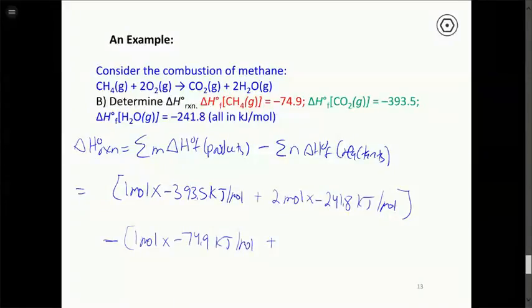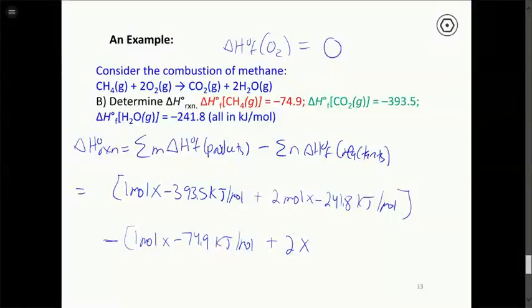And then we have to add, we have 2 O2s. And what's the delta H of formation for O2? 0. Remember, O2 is an element in its standard state. So the delta H of formation for O2, which we didn't give you, is 0.